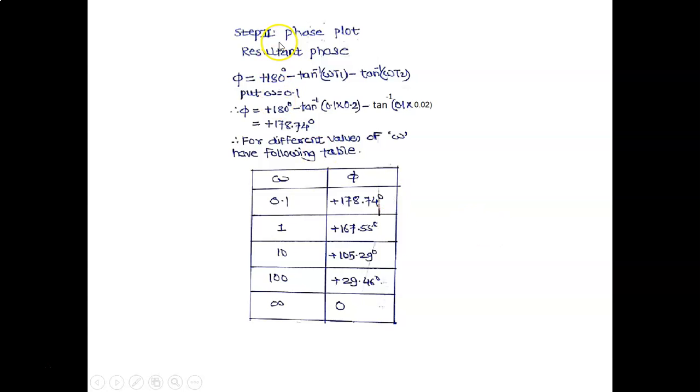Now step 2, phase plot. Resultant phase angle phi = plus 180 degrees minus tan inverse of omega T1 minus tan inverse of omega T2. T1 = 0.2, T2 = 0.02. Therefore, substituting different values of omega: 0.1, 1, 10, 100, infinity, we get these different values: plus 178 degrees, plus 167, plus 105, plus 29 degrees. Therefore these are the phase angles.